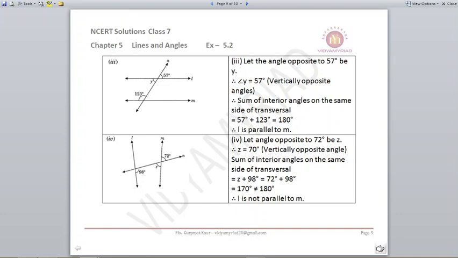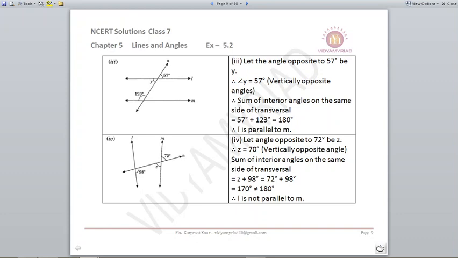Third part, 57 degrees is over there. So let there be Y, which is directly opposite to 57. We can use vertically opposite angles. They are equal. 57 plus 123 degrees are co-interior angles. Their sum is coming as 180 degrees. So we can say that L is parallel to M.